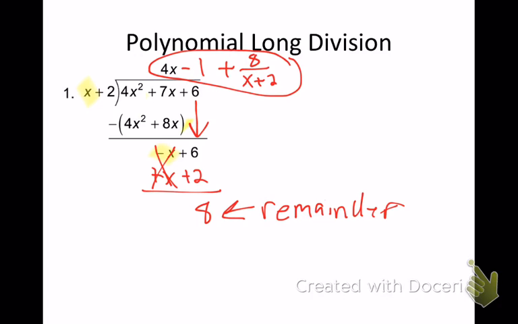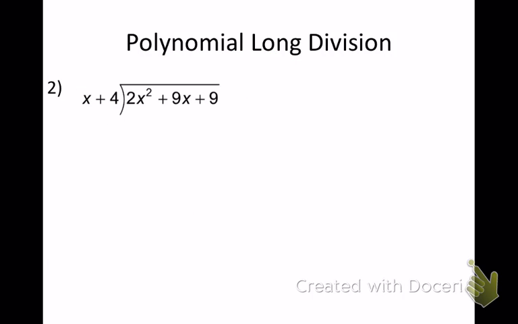All right, so let's try another one here. Number 2. I have 2x squared plus 9x plus 9 divided by x plus 4. So remember, my linear term, that's my divisor there. So how many times is x going to go into 2x squared? 2x, right? Yeah, nice job. So it's going to give me 2x. Now, does everybody agree with that? Why is that? Because 2x times x is 2x squared, right?